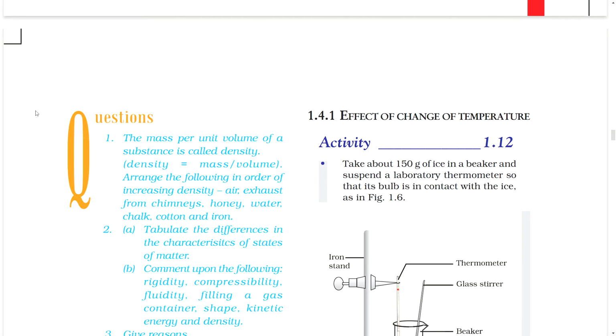Effect of change of temperature. Activity. Do this. Take about 150 gram of ice in a beaker and suspend a laboratory thermometer so that its bulb is in contact with the ice, as in the figure.